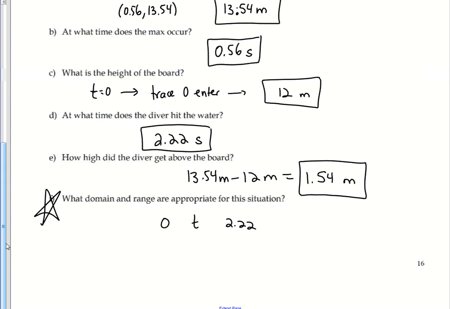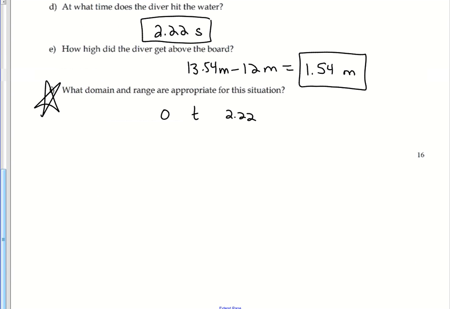And so how do we say it's between? Our arrows both point left. And the reason why they both point left is because time is greater than 0. And then if you cut out the other, our time is less than 2.22. Okay, so that's the domain.